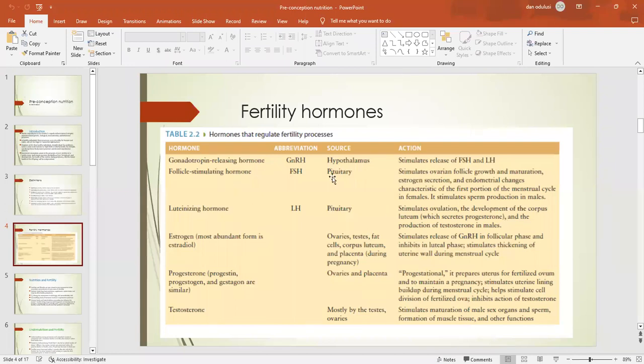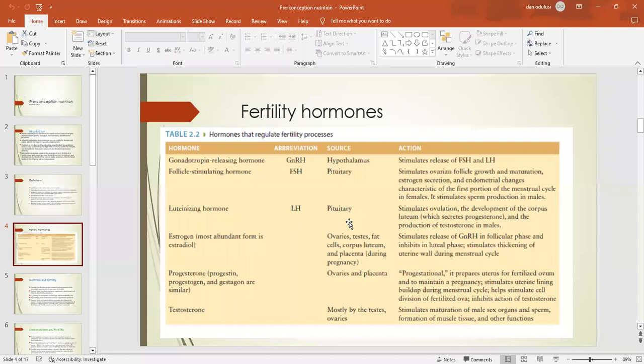So we move to follicle stimulating hormone and also luteinizing hormone, which are produced from the pituitary gland. All these glands are located within the brain, and the primary action or function of follicle stimulating hormone is to stimulate ovarian follicle growth and maturation. And from this maturing ovarian follicle, estrogen is secreted, and also endometrial changes characteristic of the first portion of the menstrual cycle in females. Whereas in males, follicle stimulating hormone acts to stimulate sperm production. So you can see here the effect of the hormone.